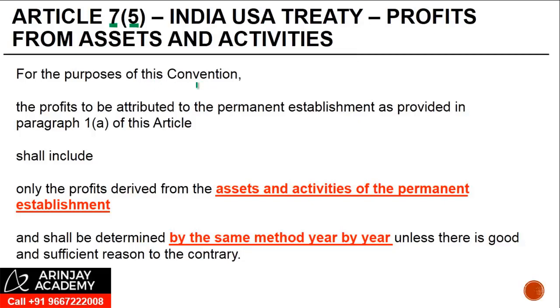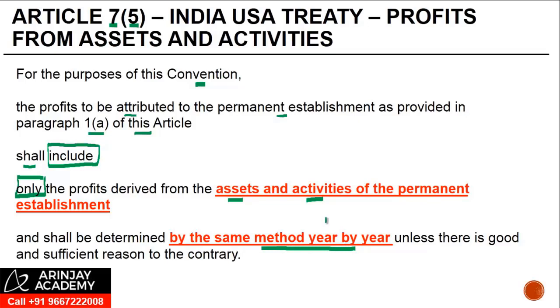For the purpose of this convention, the profits to be attributed to the PE as provided in paragraph 1A of this article shall include only the profits derived from the assets and activities of the PE, and shall be determined by the same method year by year unless there is a good and sufficient reason to the contrary.